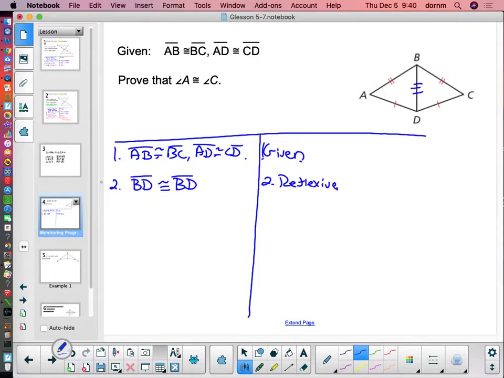Notice I put 3 lines there, not just one. If I had just put 1 line there, what I would be implying is that BD and AD are congruent as well. Right? Because I already have 1 line used here and here. The 1 line is telling me that those 2 segments are congruent. If I just put 1 line there, I'm implying that those are congruent as well, which is not what I'm trying to imply.